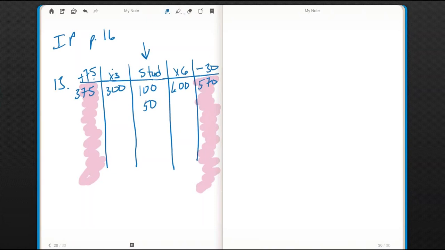And so if I have 50 students and I give each of them 3 stickers, that's 150 stickers. And if I have 75 stickers left, that's 225. Now 50 times 6 stickers apiece would be 300. And if I subtract 30 from that, then I have 270 stickers.